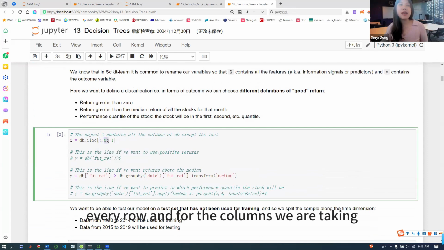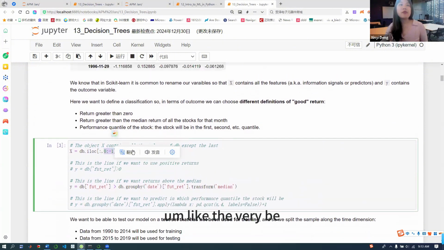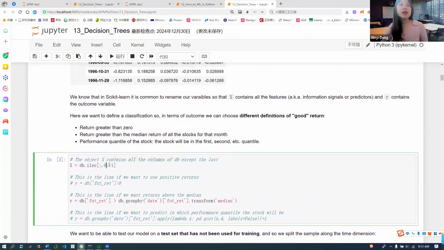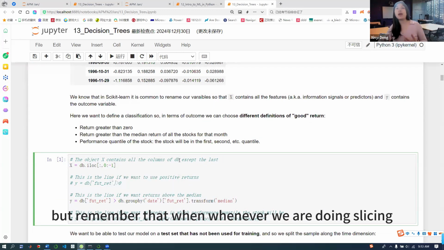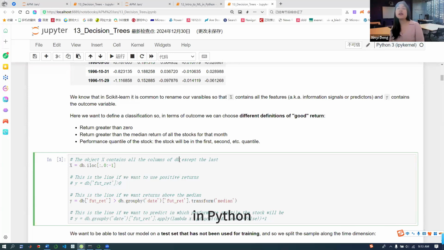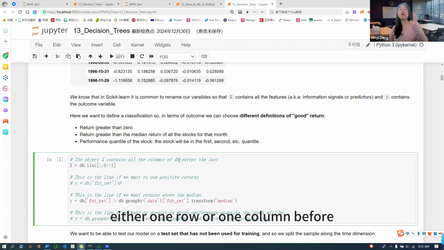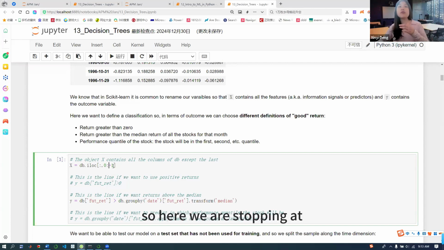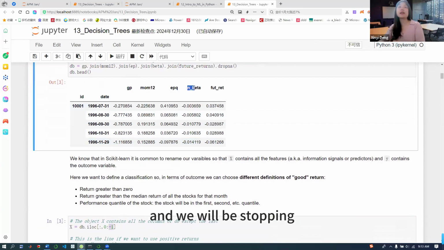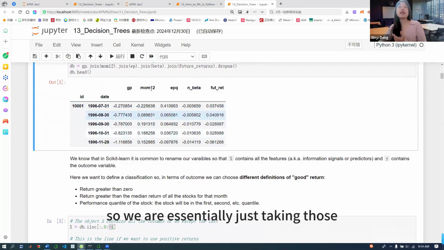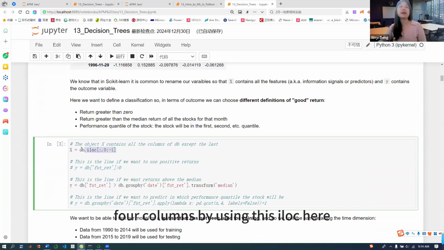And for the columns, we are taking from the very beginning column to -1, which represents the last column. But remember that whenever we are doing slicing in Python, we stop at one row or one column before. So here we are stopping at one column before the last column. So essentially we are starting from GP, and when we are doing the slicing, we will be stopping at the beta column. So we are essentially just taking those 4 columns by using this iloc here.